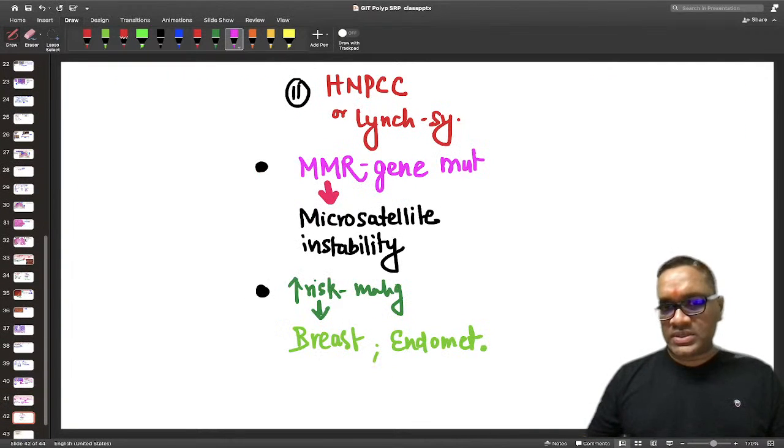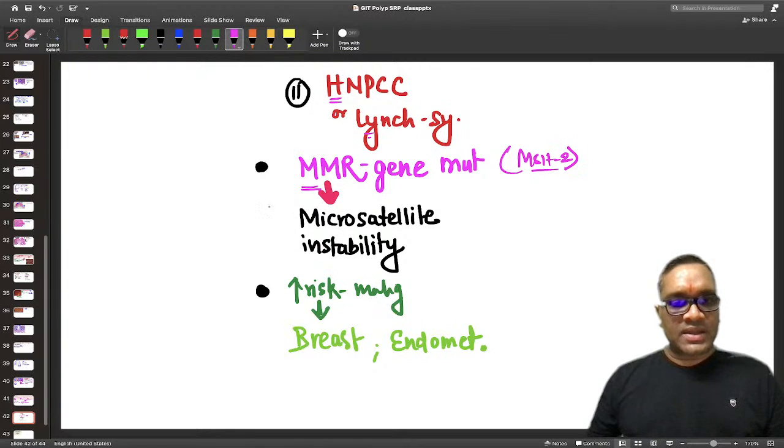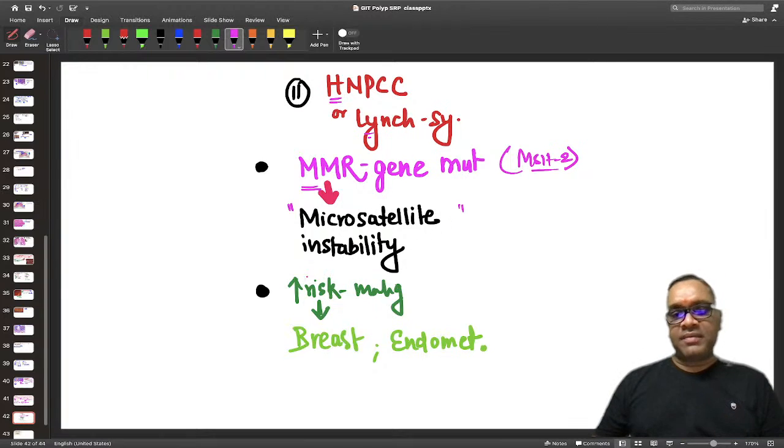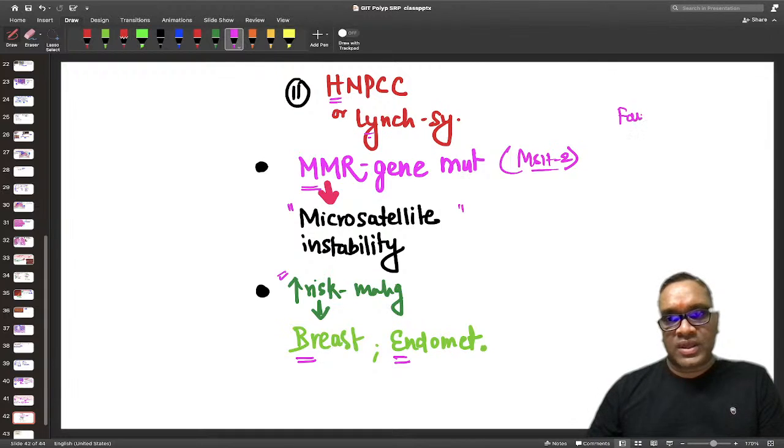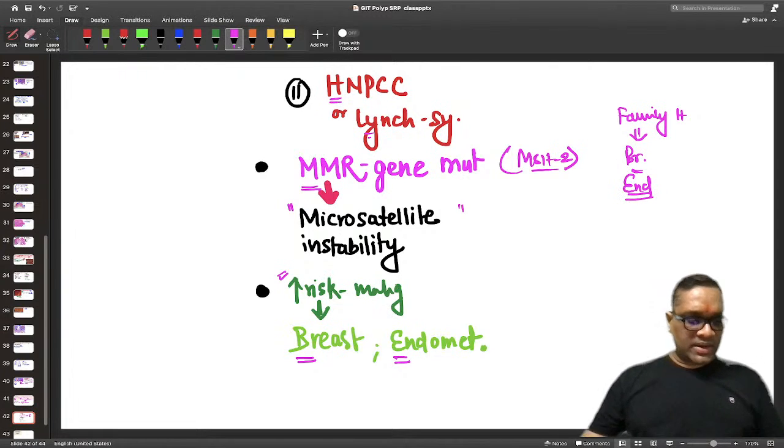So now remember what Lynch syndrome is, HNPCC. As I said, MMR gene, mismatch repair gene mutation, as given here, MSH2 gene mutation, right? And this will create microsatellite instability. So basically these are gene repair defects, and they will have increased risk of malignant transformation in breast cancer and endometrial cancer. So whenever you carefully take a family history, you will find a family history of breast cancer or endometrial cancer. So in this question it was endometrial cancer.